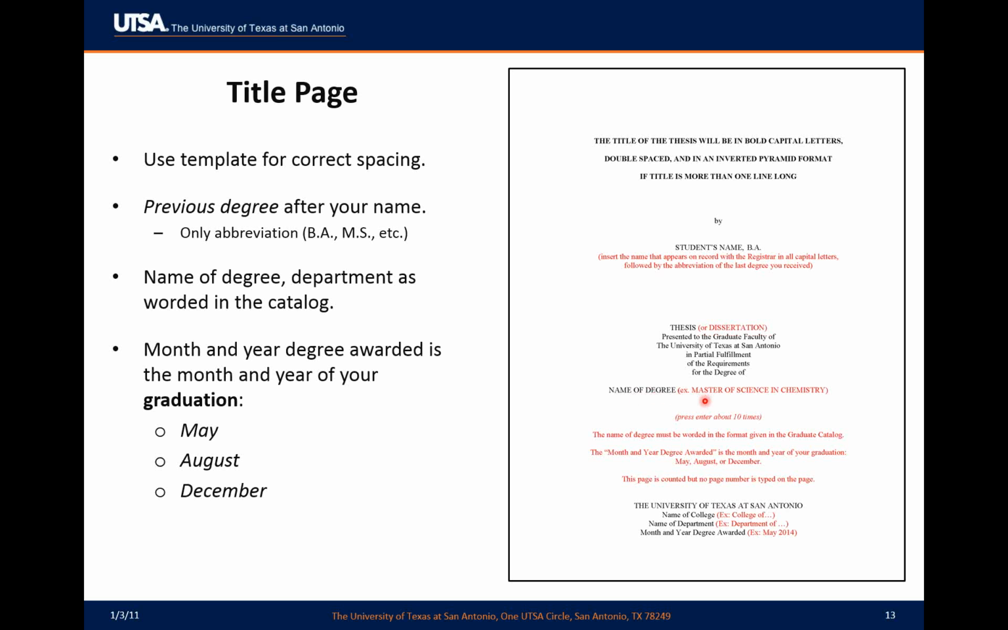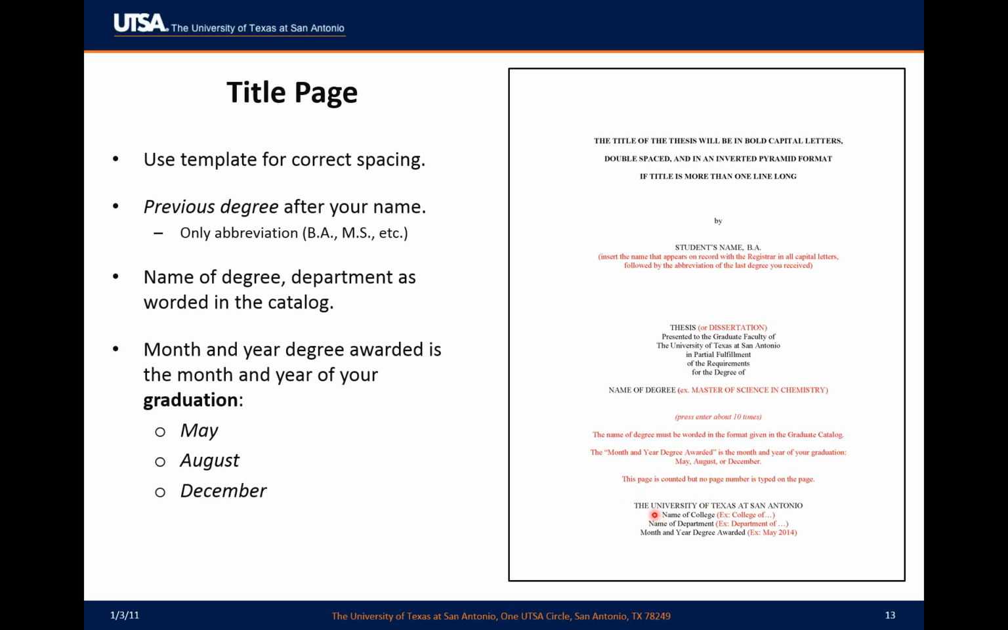So if you need to refer to the catalog, that's fine. But for example, it is Master of Science in Chemistry, not Masters in Chemistry. Another example would be a Doctor of Philosophy in Physics, not a Doctorate in Physics. So make sure that you're getting that wording correct. Then you'll have a space, and you'll come down here to the bottom of the page, put the University of Texas at San Antonio in all capital letters, the name of your college.